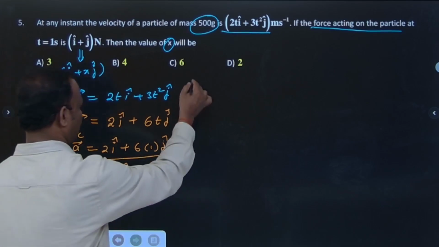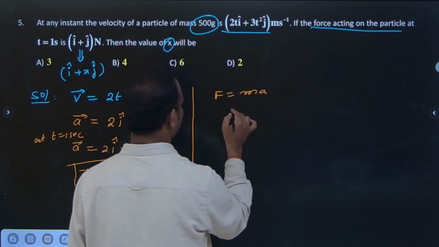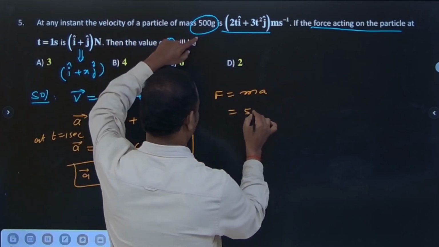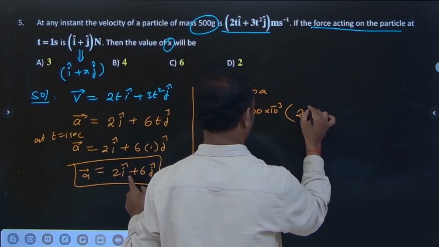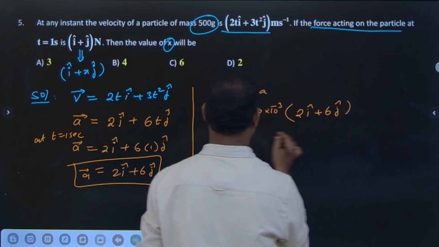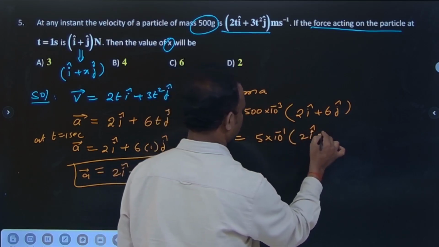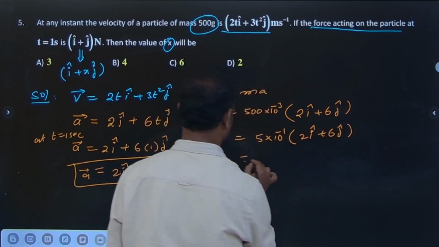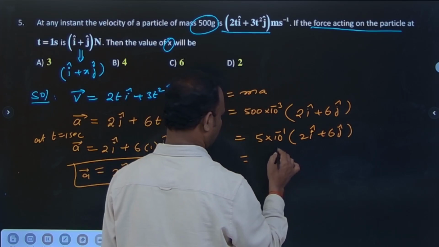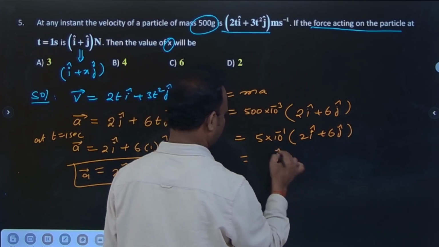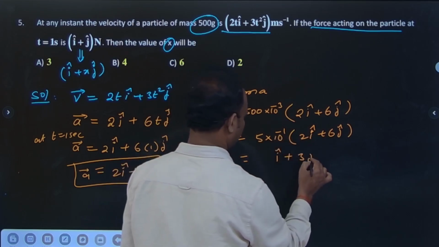I want to find the force. F is equal to m into A. m is 500 into 10 power minus 3, and A is 2 I cap plus 6 j cap. So this is 5 into 10 power minus 1 times 2 I cap plus 6 j cap. 5 into 10 power minus 1 into 2 gives I cap, plus 6 into 5 is 30, and 10 power minus 1 cancels, giving 3 j cap.